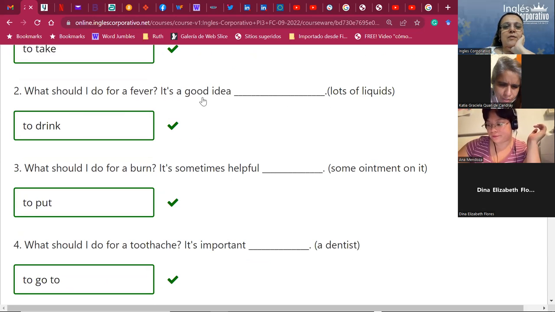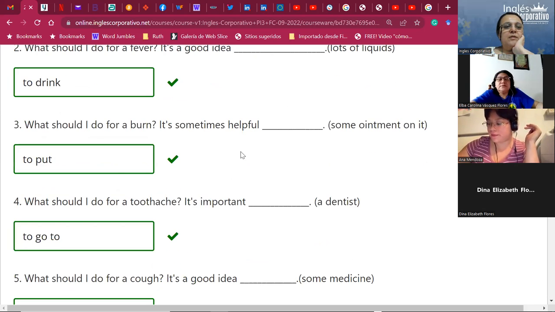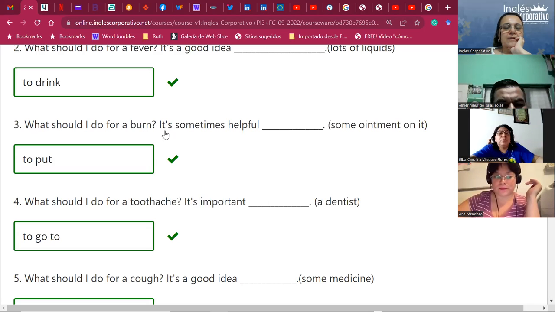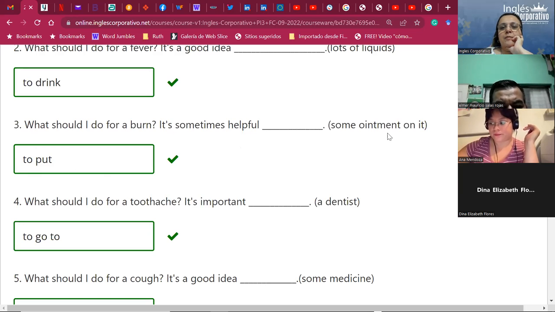Okay. Now, number two, what should I do for a fever? It's a good idea to drink lots of liquids. Okay. Number three, what should I do for a burn? It's sometimes helpful to put some ointment on it.